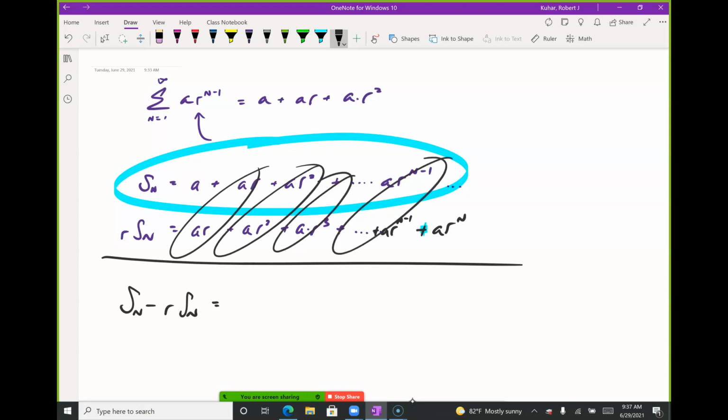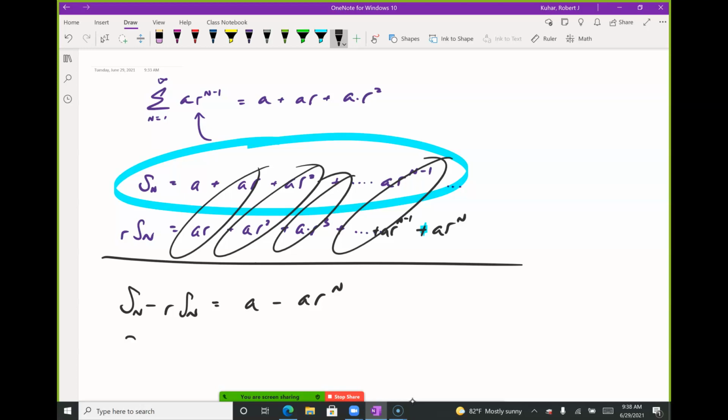So what am I left with at the end? If you see those diagonals that I'm subtracting, they go away, right? They match. So what am I left with? I'm left with a minus a r to the n. Do you see? The a times r's cancel. The a times r squareds cancel. So I'm left with the first term and the last term. This is something called a telescoping series. So I'm left with the first term minus the last term.